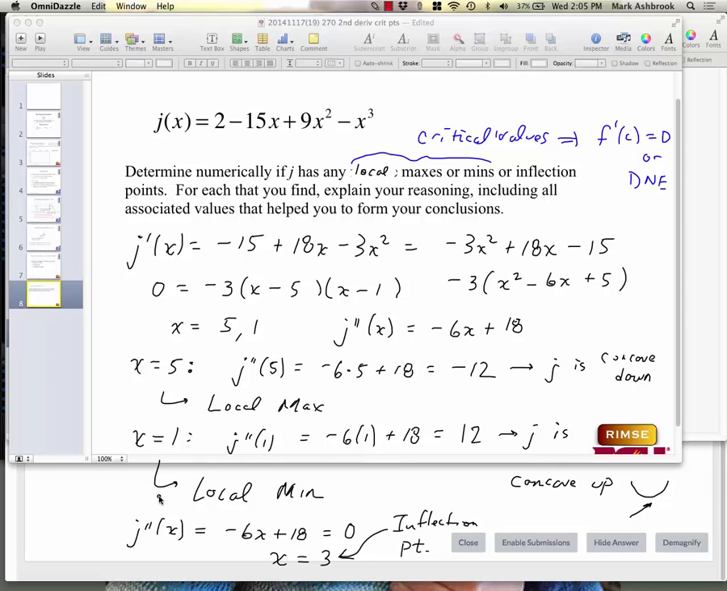Okay, so at x equals 3, what is the value of the first derivative? Negative 27. This is negative 27 plus 54 minus 15. What's that? 12. Okay, so at x equals 3, the first derivative is 12. So what does that tell us? We have an inflection point, and the first derivative is 12.